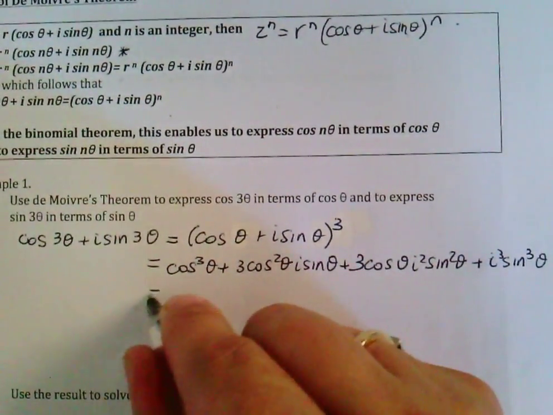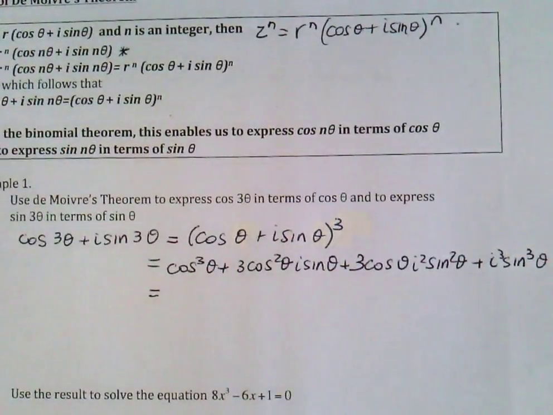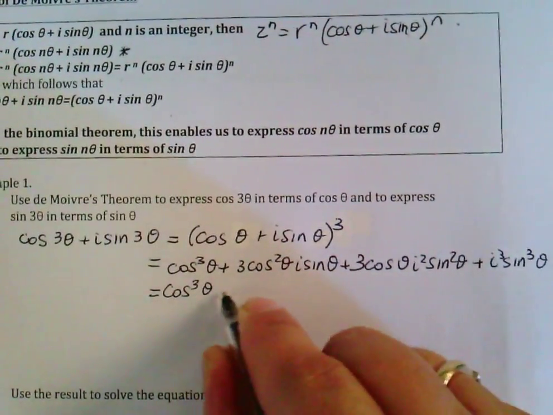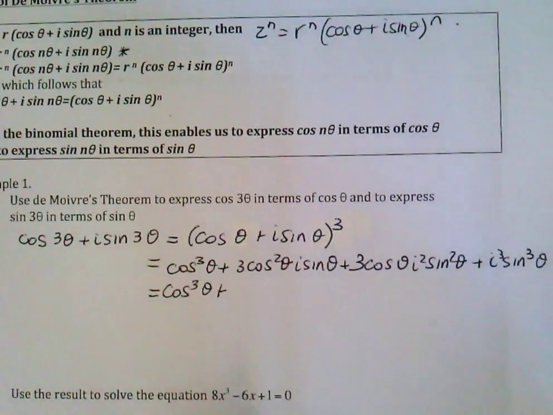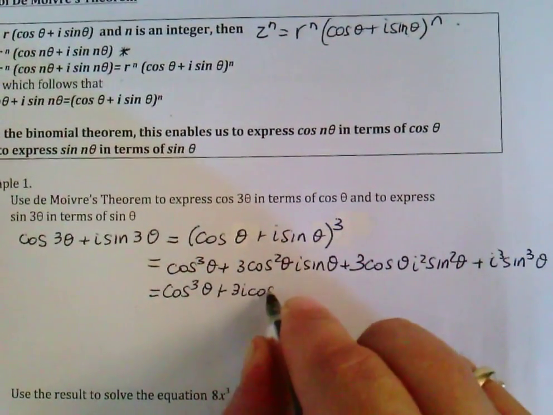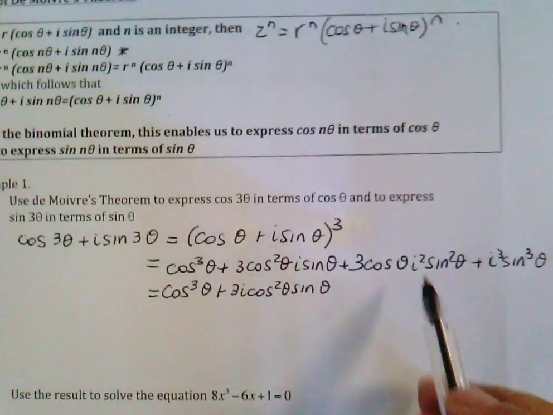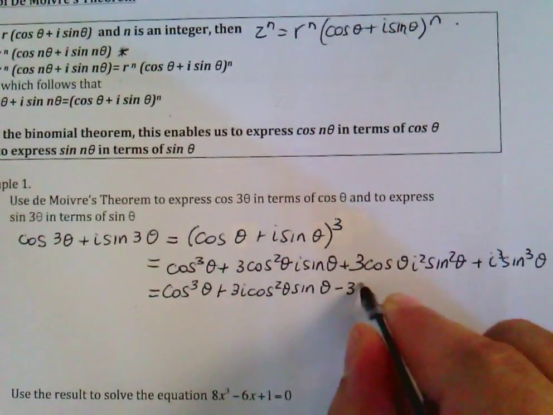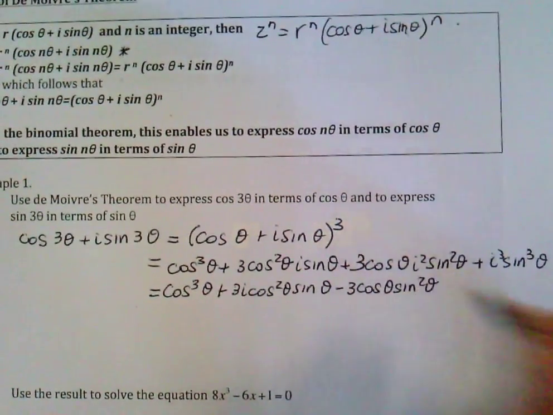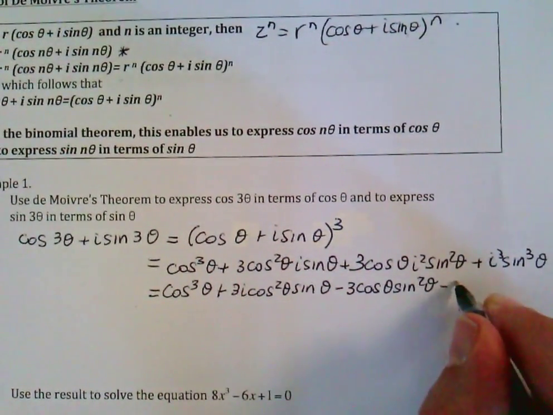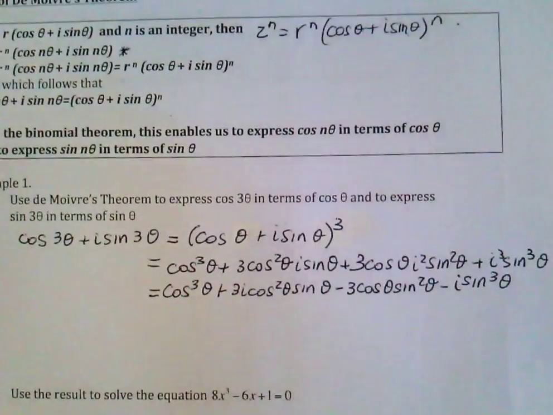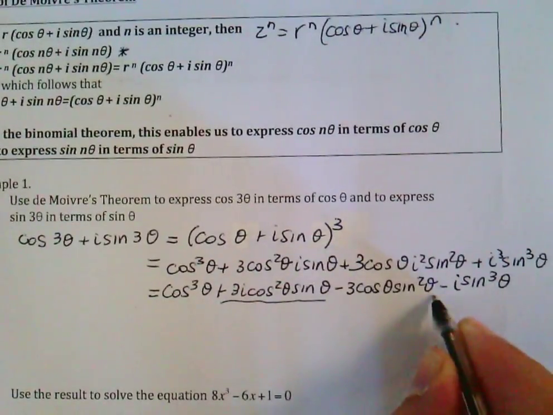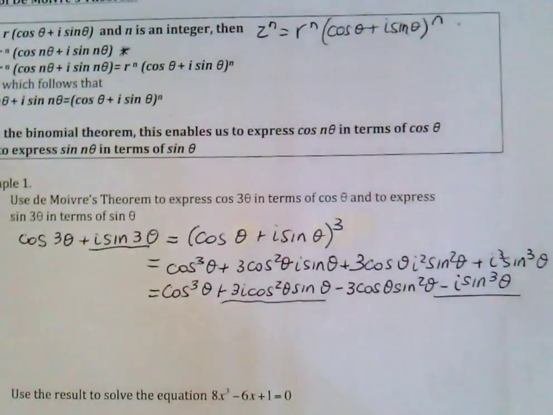So now, just using i squared is negative 1, what do we got? Cos cubed theta plus 3i cos squared theta sine theta. i squared is negative 1, minus 3 cos theta sine squared theta. i cubed is negative i, so minus i sine cubed theta. So now we can equate real and imaginary parts. The imaginary parts are underlined and the real parts are not underlined.